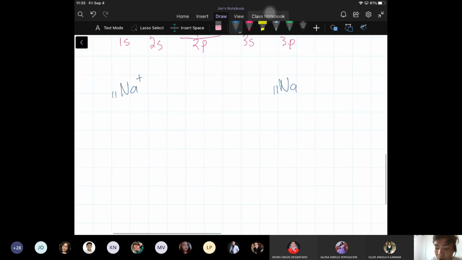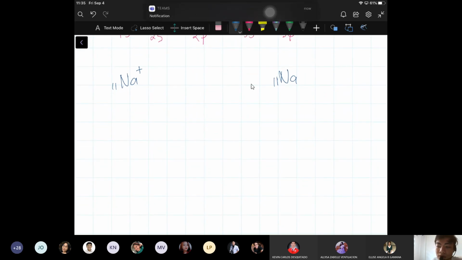Let's compare the electronic configuration with charge and without charge. Let's start without charge. Without charge, that means the protons equal the electrons. For this atom, there are 11 protons, so since it has no charge, there are also 11 electrons to distribute.